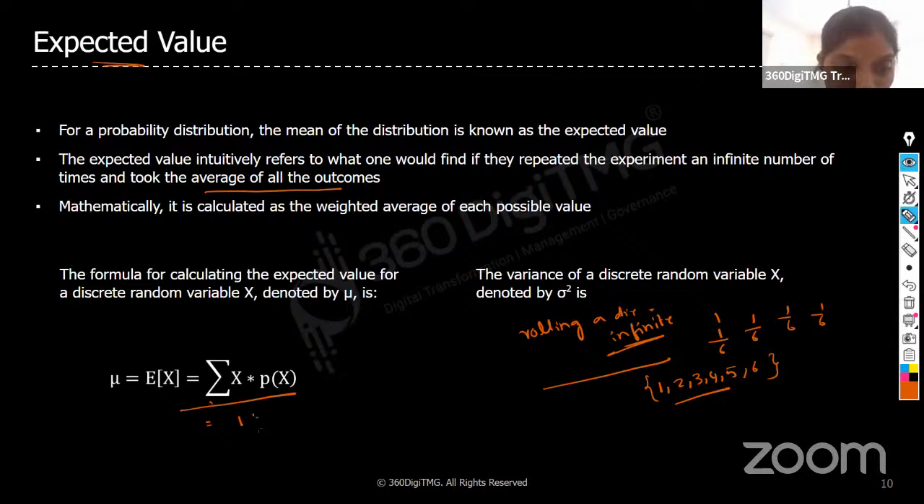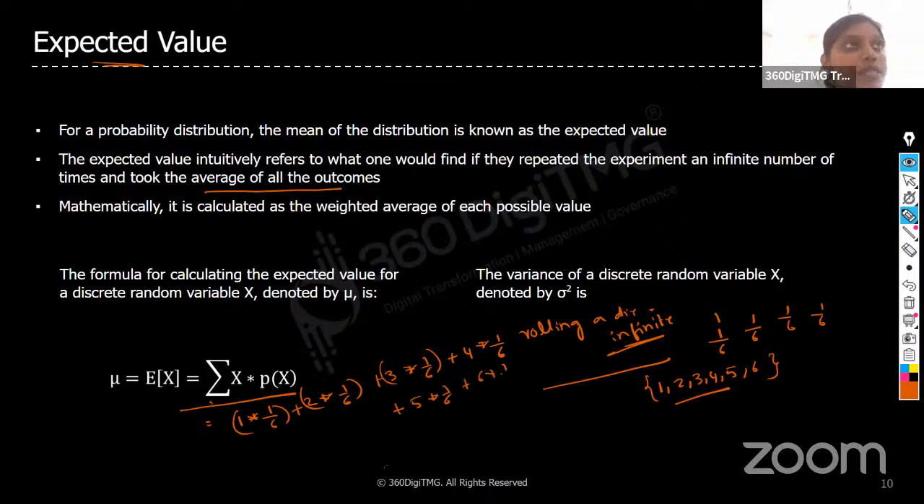1 into 1 by 6 plus the second one is 2. So for 2, what is the probability of it? 2 into 1 by 6 plus 3 into 1 by 6 plus 4 into 1 by 6 plus 5 into 1 by 6 plus 6 into 1 by 6. So 1 into 1 by 6 is 1 by 6, plus 2 by 6, plus 3 by 6, plus 4 by 6, plus 5 by 6, plus 6 by 6.